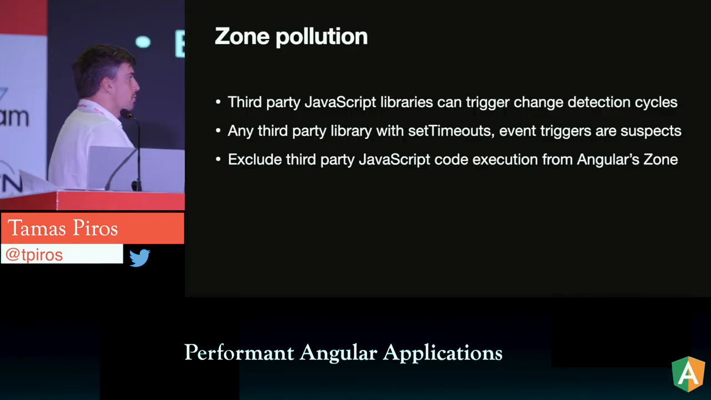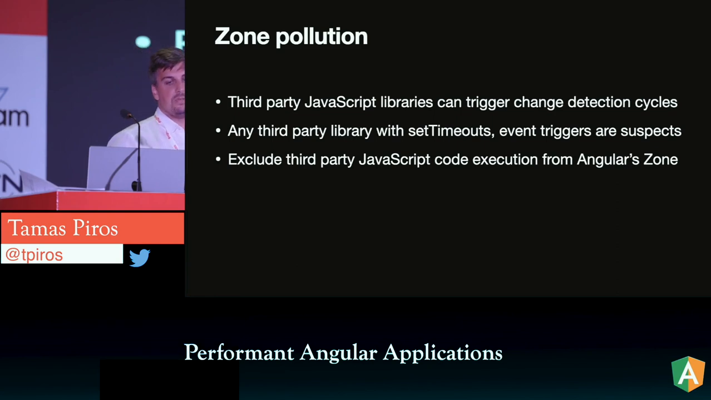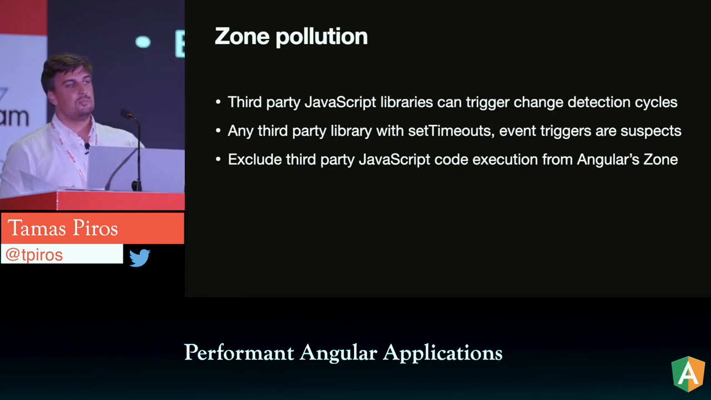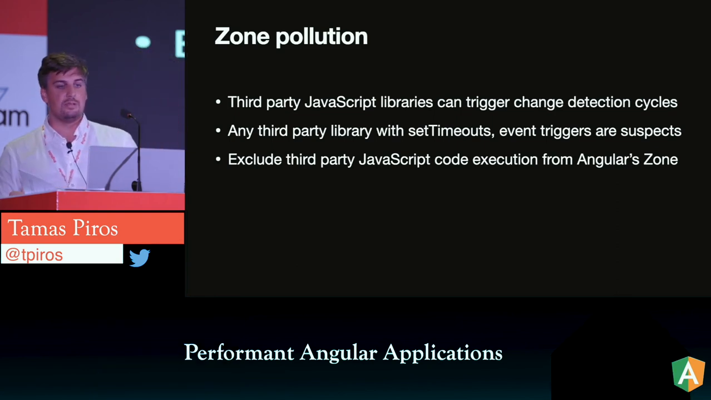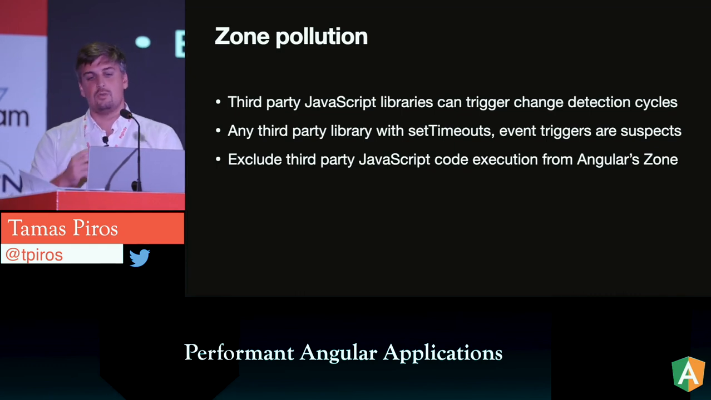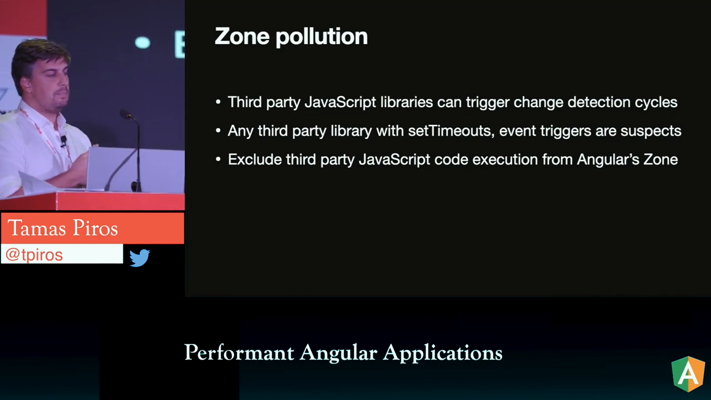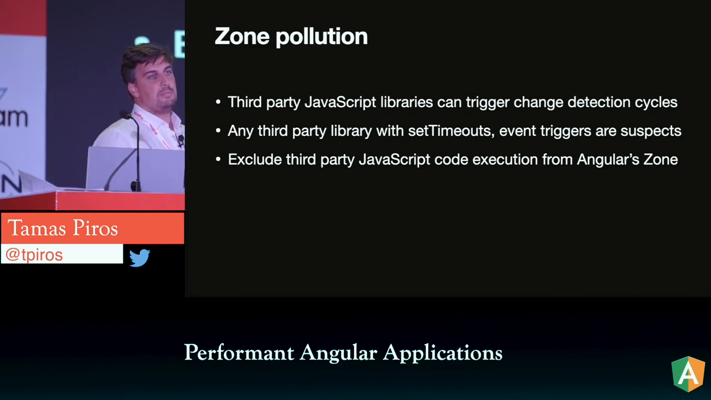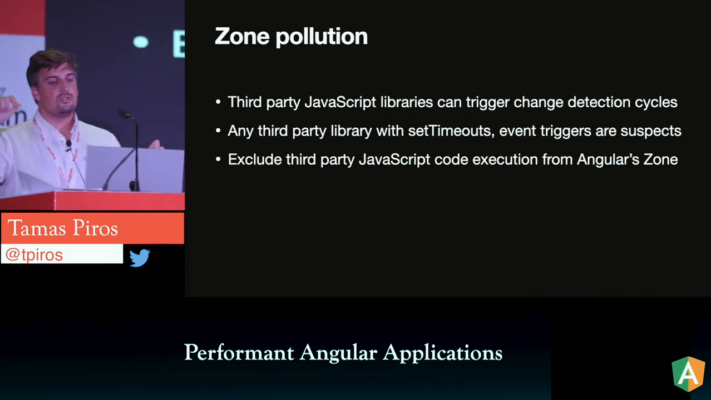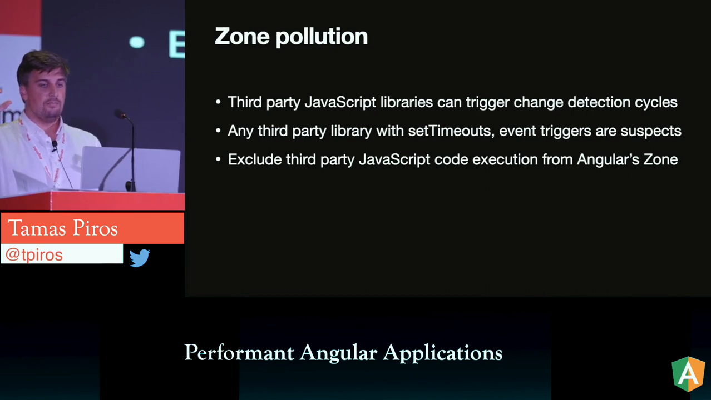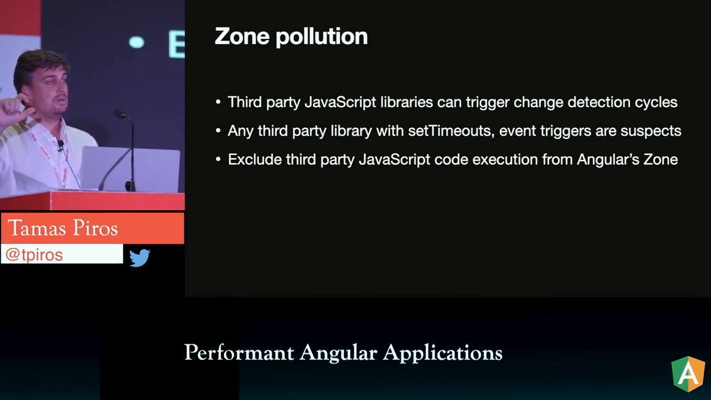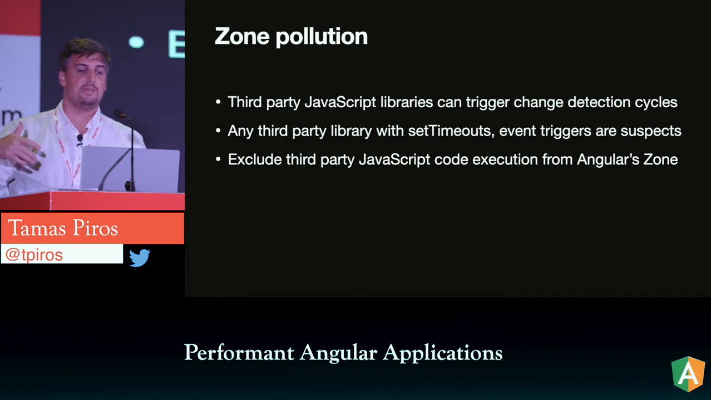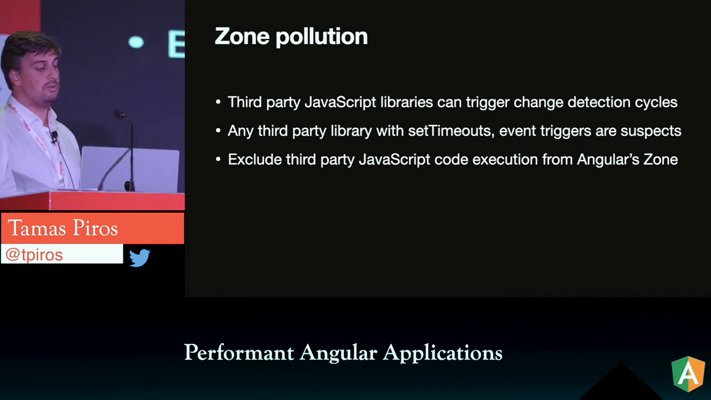Then we have zone pollution, right? Zone pollution happens especially when you try to bring in a third-party JavaScript library that uses things like setTimeouts or even triggers. What happens is that these events in the third-party JavaScript library will essentially trigger the change detection cycle inside Angular. And that's not something that you should do. So how do you avoid that?